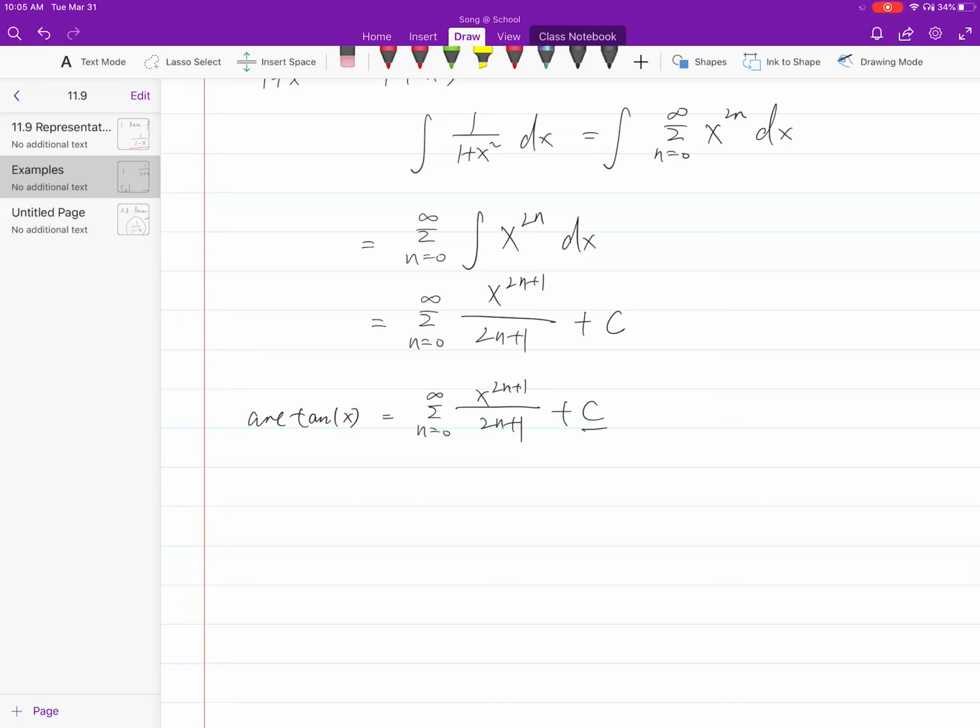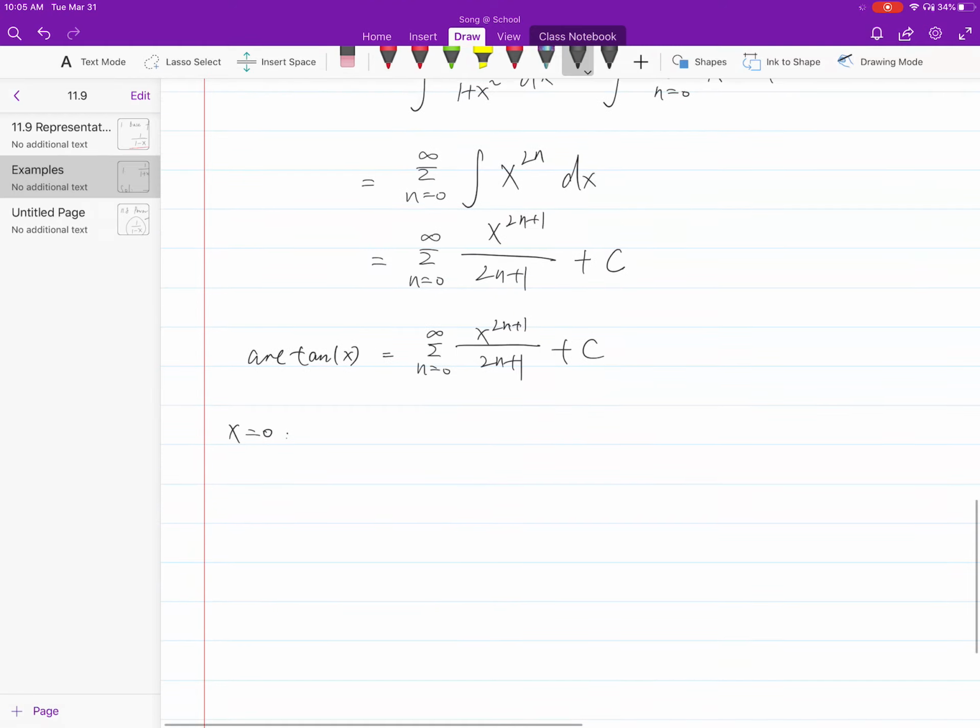Then we can simply plug in some x and try to solve for it. For this case, I propose plugging in x equal to 0. Then arctangent 0 equals, if you plug in 0 here, the whole power series will be gone. So then C should equal arctangent 0, which is 0 in this case.